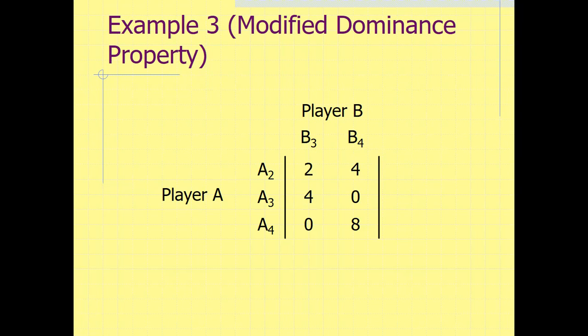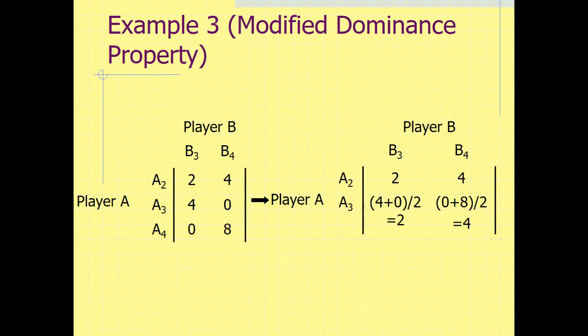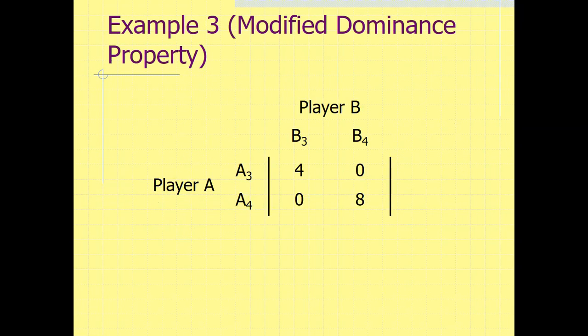this. Again, the convex combination, the average of elements of A3 and A4, is 4 plus 0 by 2 is 2, 0 plus 8 by 2 is 4. Thus, the elements of the first row are equal to the corresponding elements of the average of A3 and A4 strategies, and accordingly player A would prefer to play the convex combination of A3 and A4, and as such strategy A2 is deleted and we are left with the matrix of order 2 by 2.